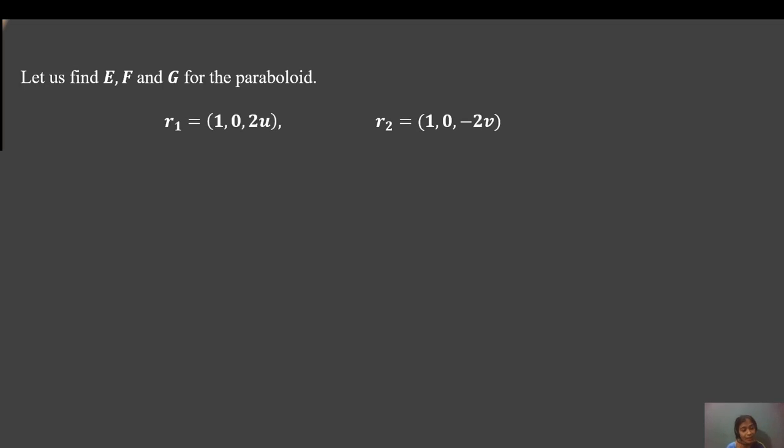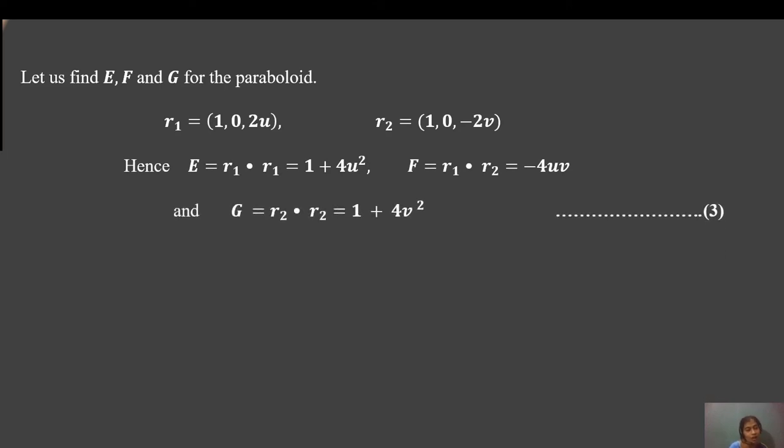Let us find E, F and G. R1 equals (1, 0, 2u) and R2 equals (0, 1, minus 2v). Hence E equals R1 dot R1, which is 1 plus 4u square. F equals R1 dot R2, which is minus 4uv, and G equals R2 dot R2, which is 1 plus 4v square.